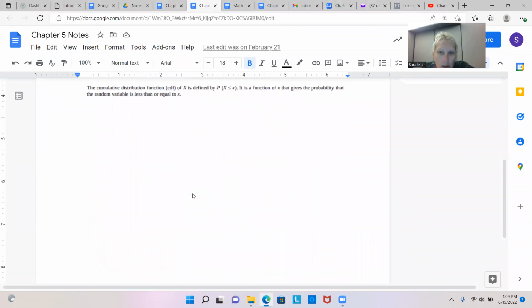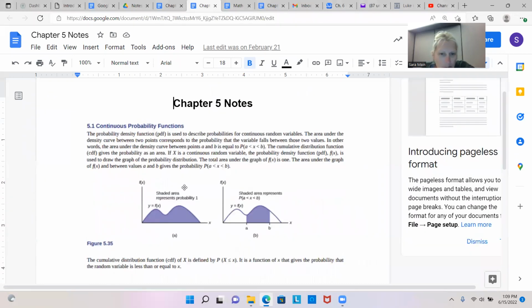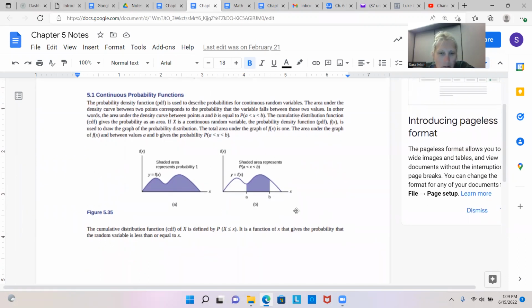Chapter 5 is just one page, but it's just to show you the cumulative distribution function and what it looks like. When we learned about probability distribution functions, we learned that all of the area under the curve has to equal 1. That's what it shows here in graph A. Graph B shows the probability that your X value lands between A and B, and it's some shaded area here.